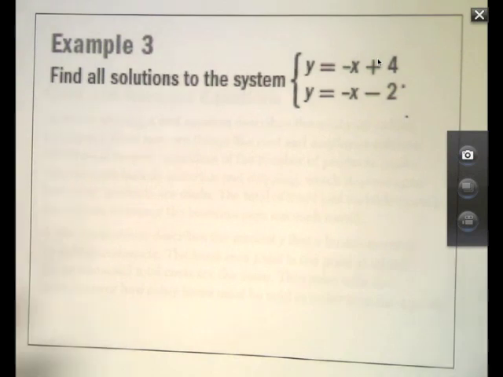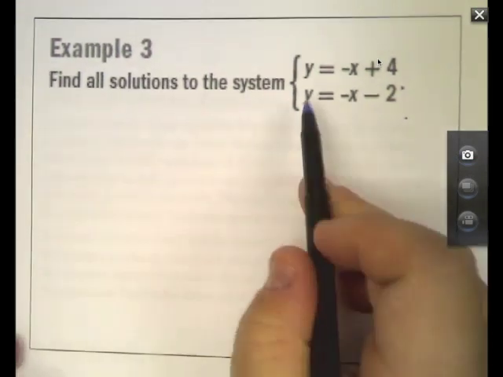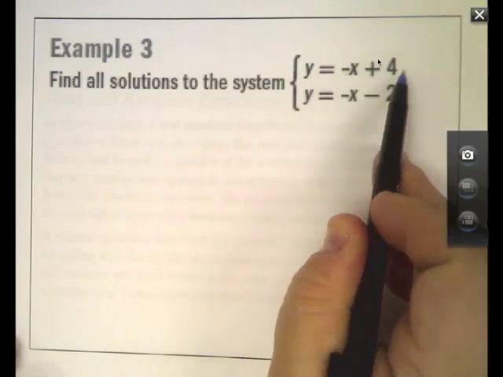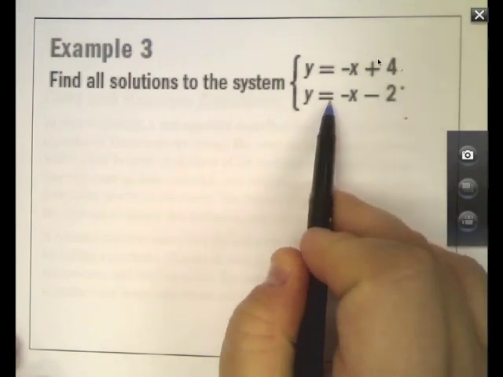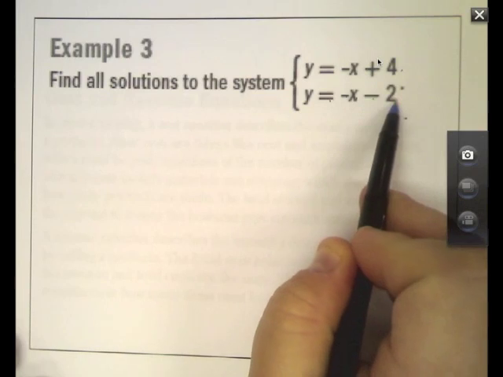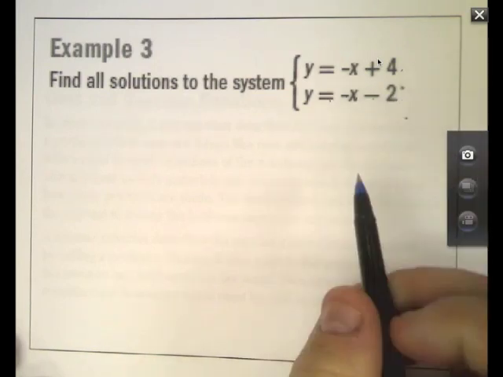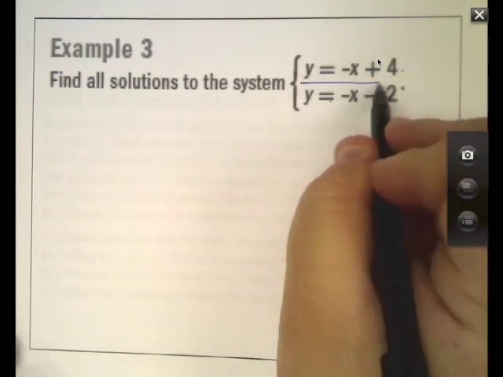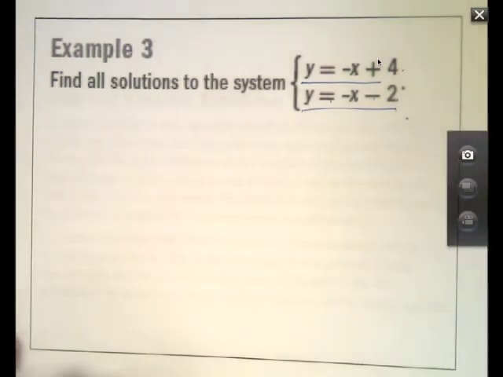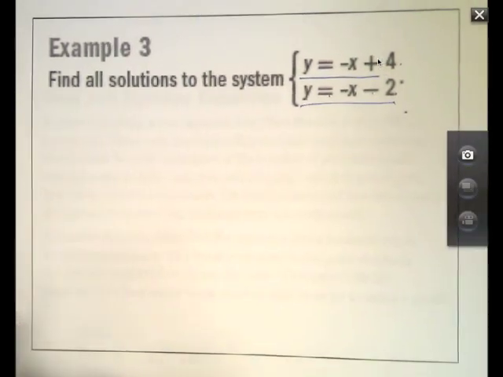Let's look at example 3. Find all solutions to the system. y equals negative x plus 4 and y equals negative x minus 2. If you look, both of these are solved for y, so that's fine. I can go ahead and put this on my calculator.